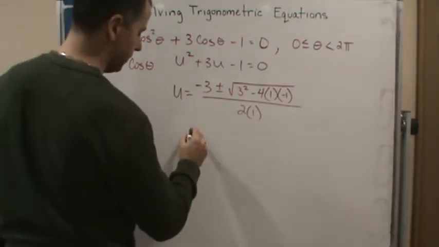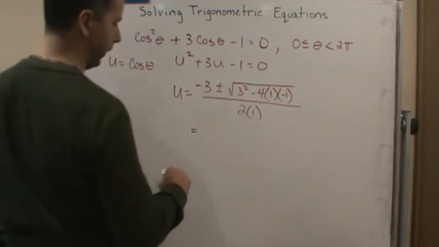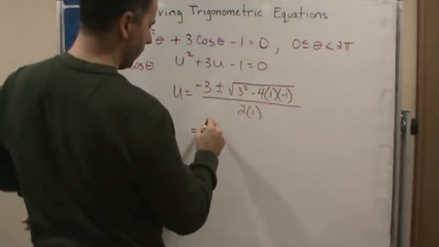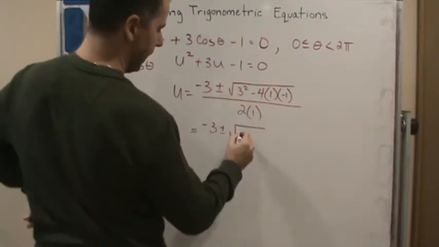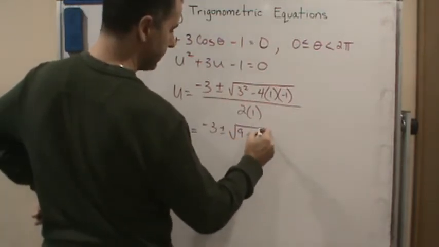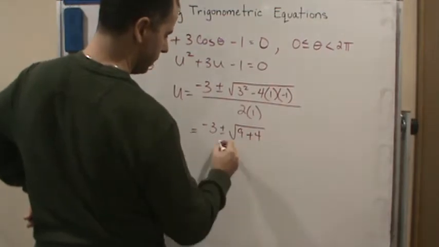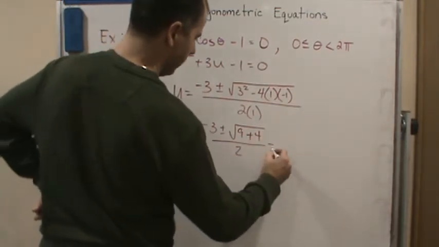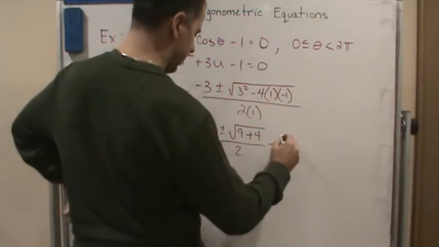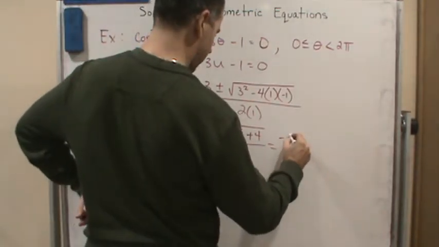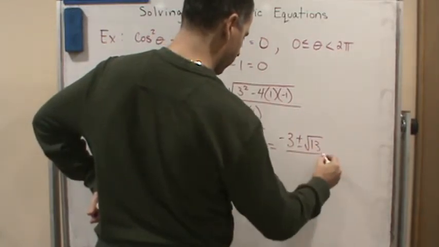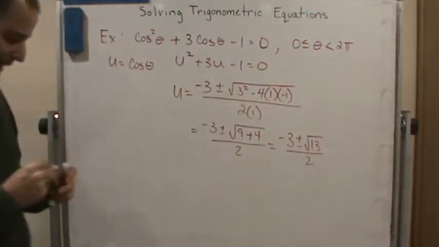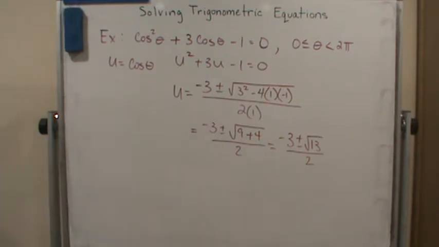So now, let's just simplify. That's all we have to do at this point. So we have -3 plus or minus the square root. Well, this is going to be 9 plus 4, which gives us the square root of 13. That's not going to help us. So that's going to be -3 plus or minus the square root of 13, over 2. So there's our exact answer. Now, we're not done.